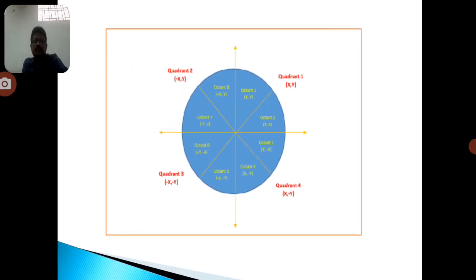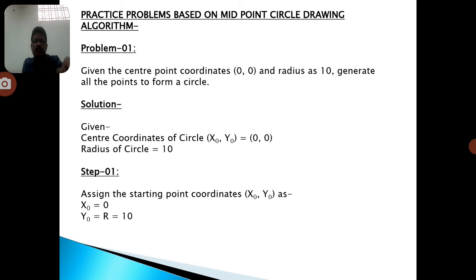Now we go through the procedure of this midpoint algorithm with a practical example. In this example we take the center coordinates as 0, 0 and the radius r equals 10. The r is assigned to y0, so y0 equals 10 and x0 equals 0. So the initial coordinates are 0, 10, where y equals r.